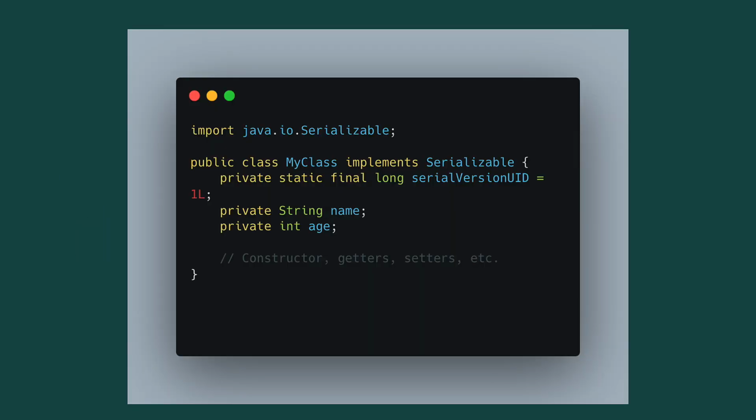Now, how do you define serial version UID? It's simple. You add a static final long field named serialVersionUID to your class. Here's an example. In this example, serialVersionUID is set to 1L. You can choose any long value you like, but the key is consistency. Once you've set it, don't change it unless you need to intentionally break compatibility between versions of the class.